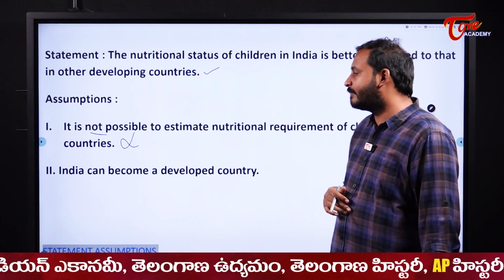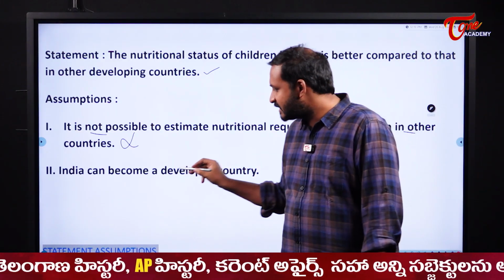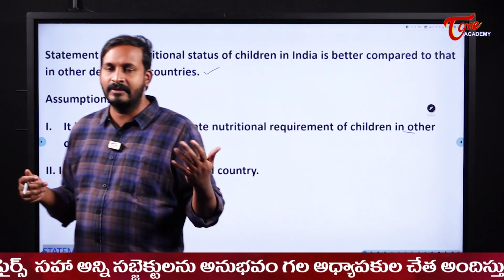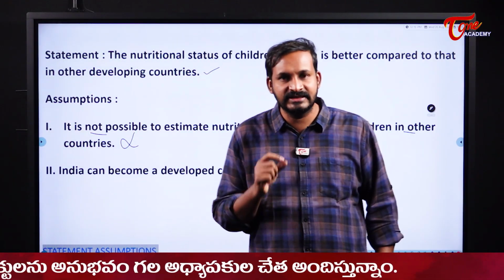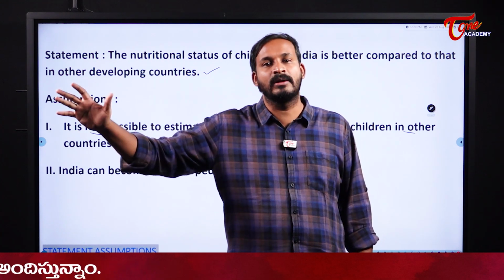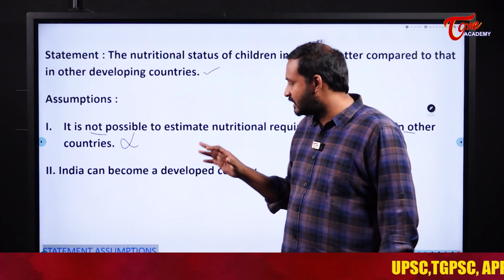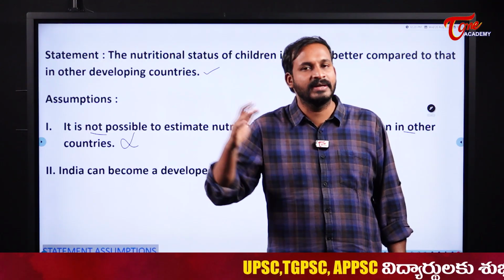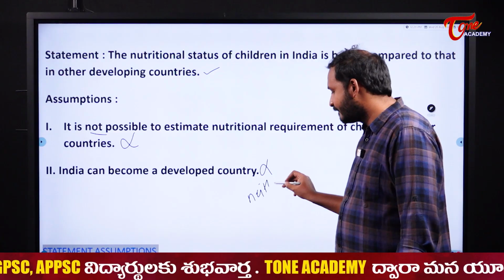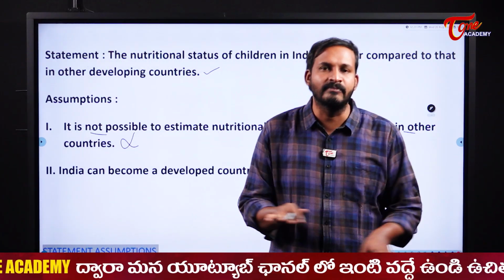Next, India can become a developed country. See here, they are speaking about developing countries and all this. Did they say anything about India's development? Here the context is different. India may or may not be able to become a developed country, but that is secondary. What is the context actually here? Here they are speaking about the nutritional values. They are not speaking about the development of the country. They are only speaking about nutritional values. Nowhere in the statement do they mention the nature of development, whether it is developing or not. So this one is also not implicit for me. So here my answer will be neither. Neither of my assumptions is implicit for me here. Both the assumptions are not at all implicit for us.